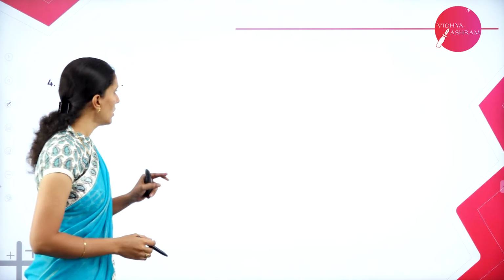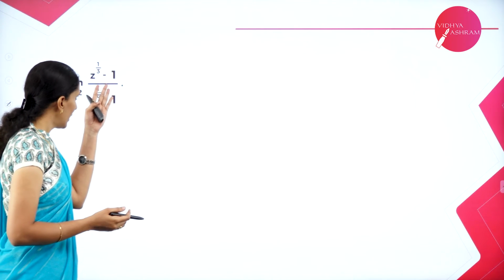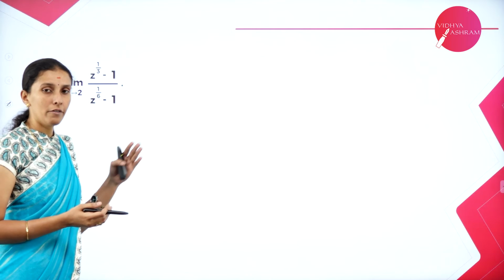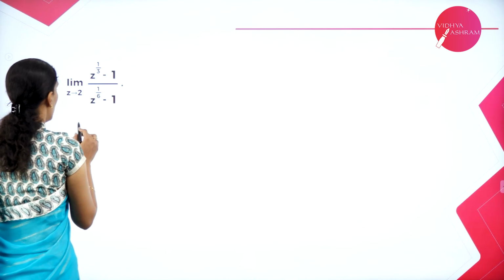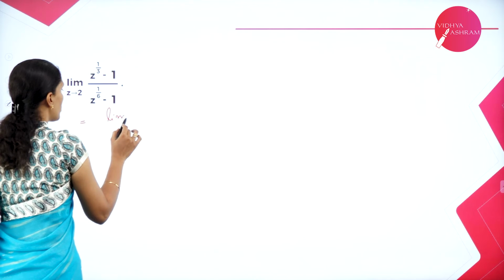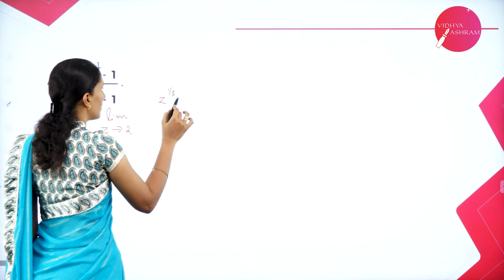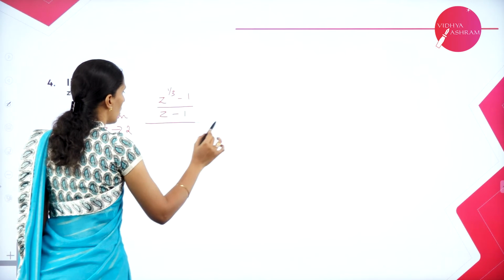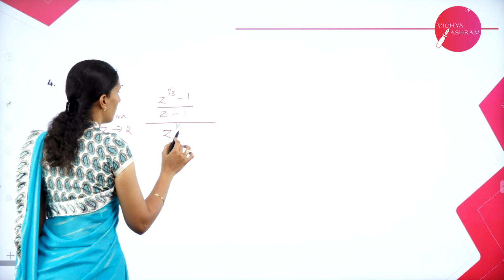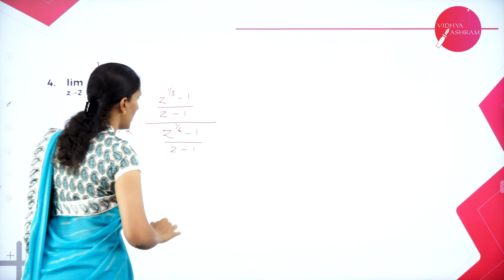Again we have limit of the function z to the power 1 by 3 minus 1 divided by z to the power 1 by 6 minus 1 as z tends to 1. So we are going to find the limit of this function. Now this is in the general form of x power n minus a power n, but divide by z minus 1 both numerator and denominator. So then this is limit as z tends to 1, z to the power 1 by 3 minus 1 by z minus 1 whole divided by z to the power 1 by 6 minus 1 divided by z minus 1.